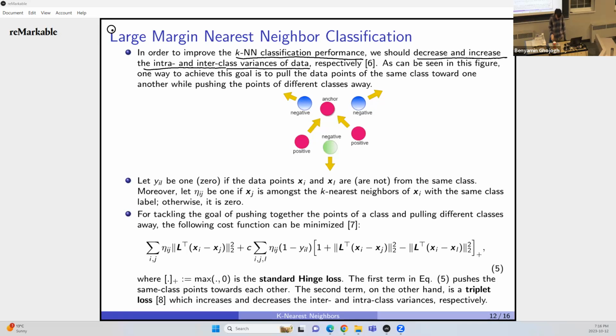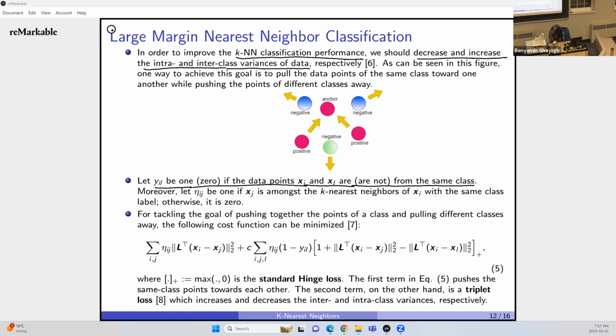Anyway, let's see the fundamental triplet loss in statistical machine learning. I'm defining several variables. Let y_il be 1 if the data points x_i and x_l are from the same class, and if they are from different classes, it's 0. Okay?